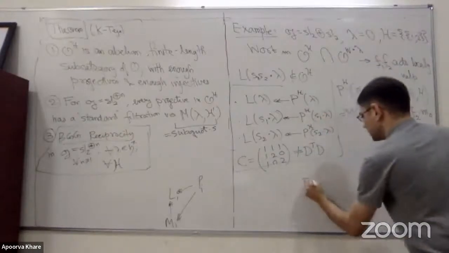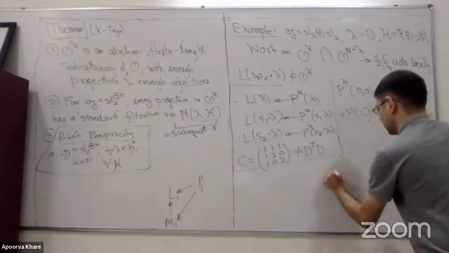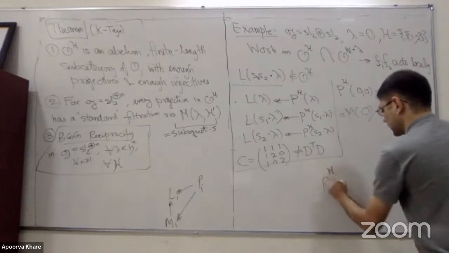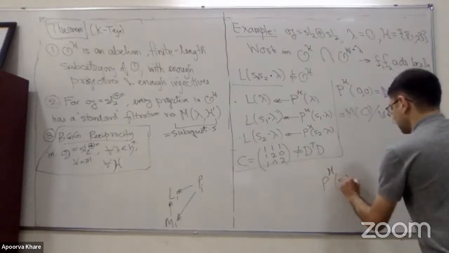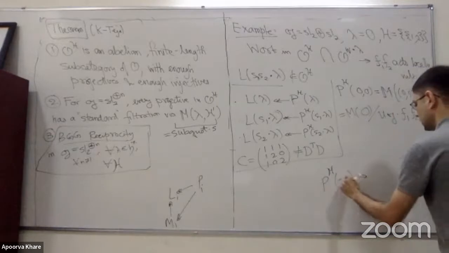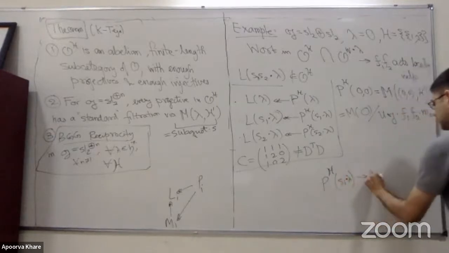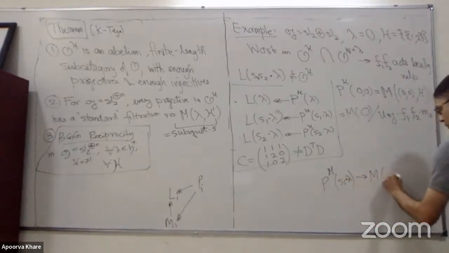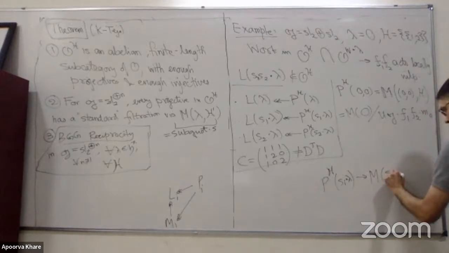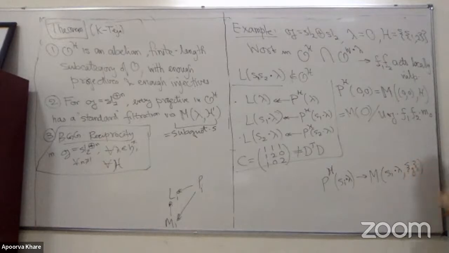So we have P_H. This is projective in that block, S_i dot lambda. This surjects onto the parabolic Verma module M with the same highest weight, of course, but the integrability is in the other direction.